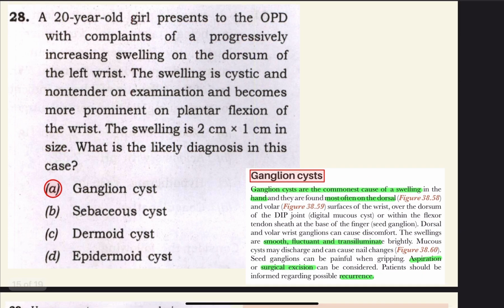Next is 28. A 20-year-old female presents to the OPD with a complaint of progressively increasing swelling on the dorsum of the left wrist. The swelling is cystic and non-tender, and becomes more prominent on plantar flexion of the wrist. The swelling is 2 by 1 centimeter in size. What is the likely diagnosis? It is a classical feature of ganglion cyst. It is the commonest swelling in the hand, most often on the dorsum. It is smooth, fluctuant, and transilluminates, cystic, non-tender, and more prominent on plantar flexion. Treatment is surgical excision.